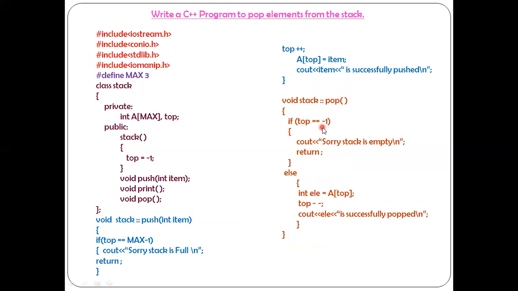Open flower bracket. If top is equal to -1, what is the value of top? -1. -1 is equal to -1. Yes, it is true. True means I need to execute these two statements. Cout, sorry, stack is empty. When the stack data structure is empty, how can you delete an element? There is no element in the stack because we had 2 elements. We deleted first 20, then next time 10. The stack contains no elements at all. Still we are trying to delete. So it is going to display an appropriate message saying sorry, stack is empty, return.